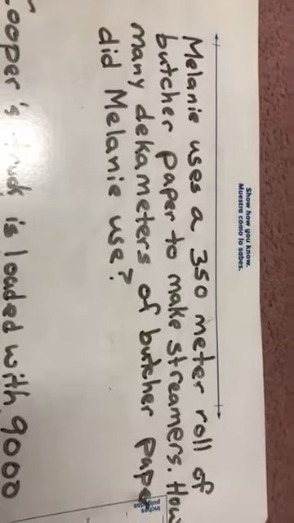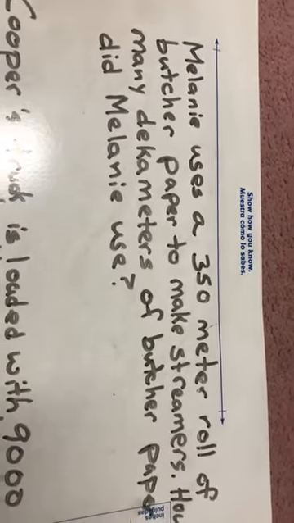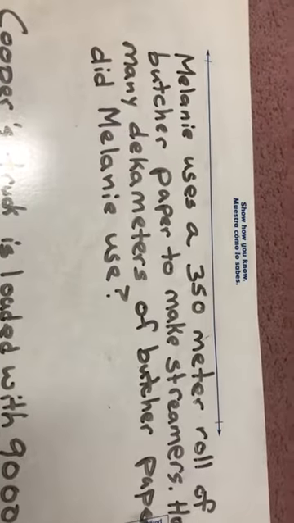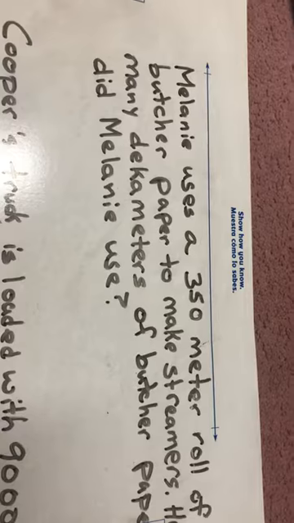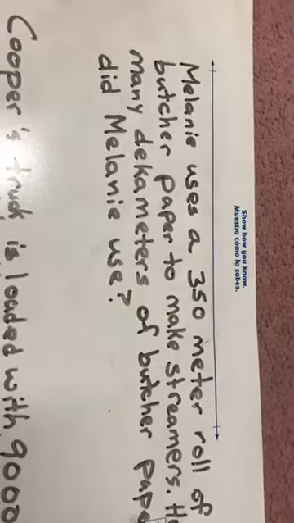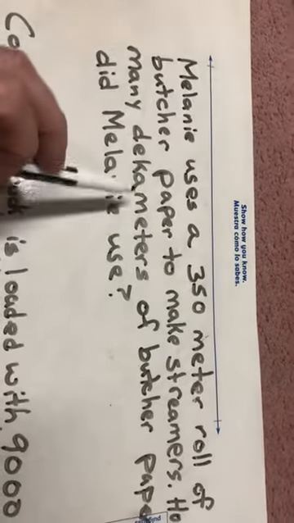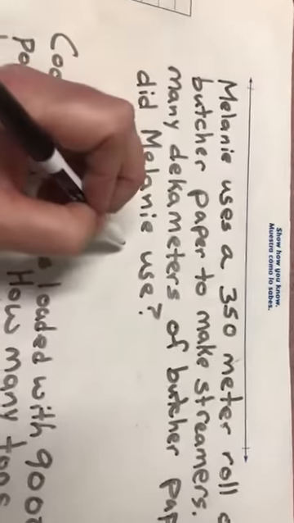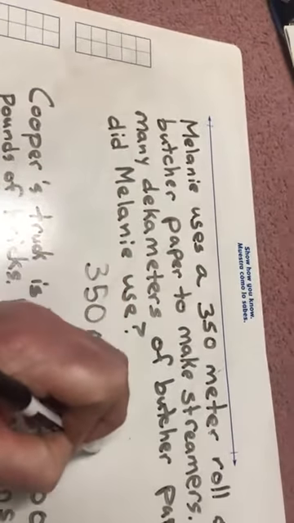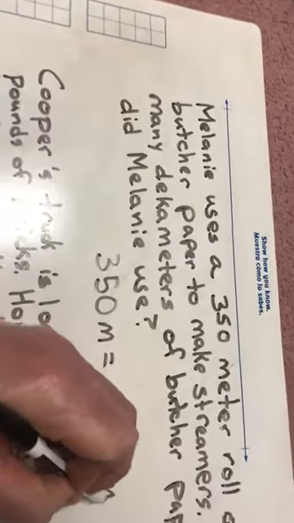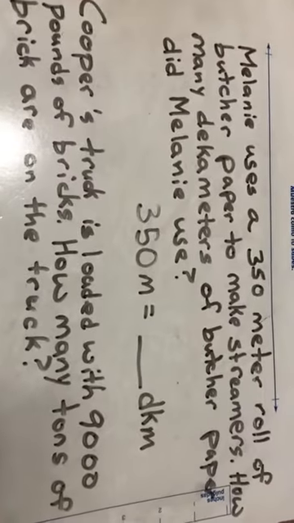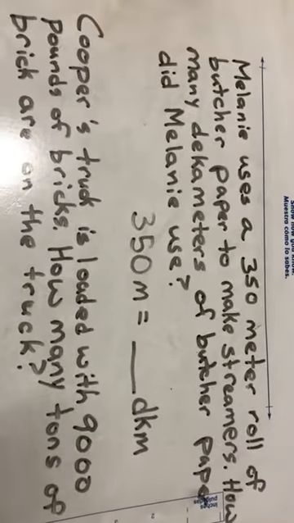Well, once again, you're going to have to look at that metric chart. And if you look at that metric chart, you will see that meters is one of the base units in the middle. We had meters, grams, and liters were the 3 base units. Meters is one of them. I have 350 meters. I need to figure out how many decameters that is. 350 meters equals so many decameters.